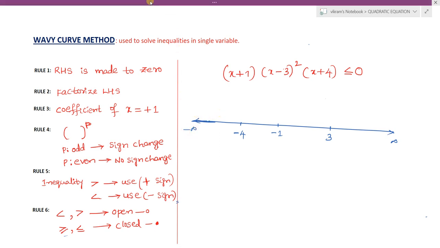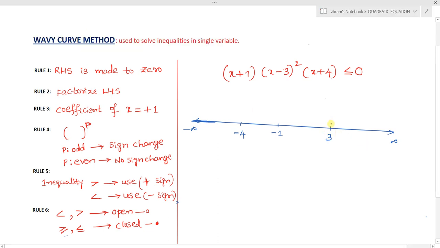Now next, the right of the rightmost root. Here it is less than or equal to. If it is less than or equal to, we need to consider these roots in the solution. That means represent with a small closed circle, or represent with dots. These are to be in the solution, represent with a dot. The rightmost root here is 3.